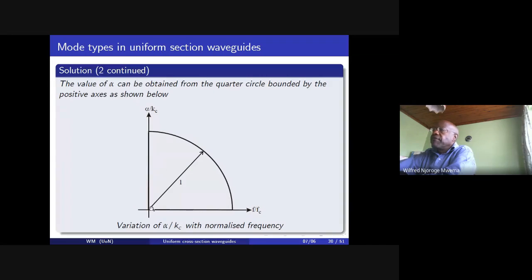And therefore, when we draw that, we get a radius of unity, because f divided by f_c, and that will be alpha by k_c. So we can always get the value of the alpha from that circle there.